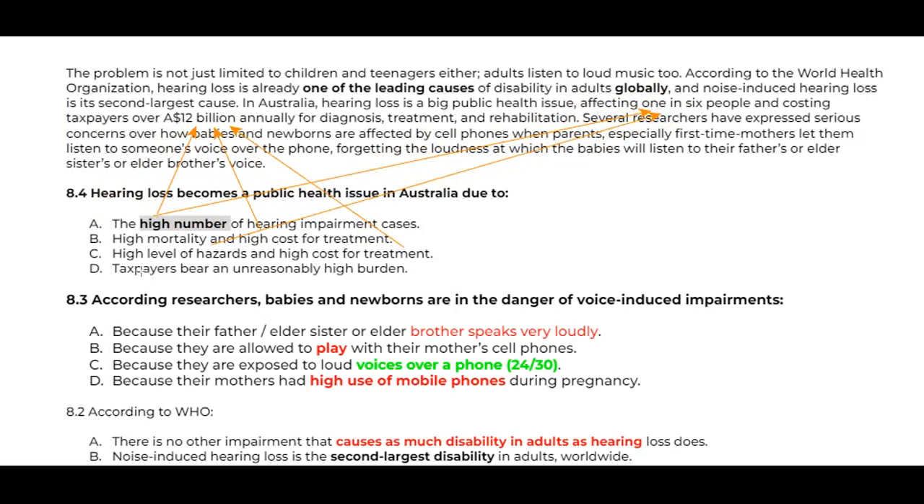Going to the last one, taxpayers bear an unreasonably high burden. That is completely fine, it is very high, but that is not the right answer. Why? Because the number of cases is not mentioned in that one. So for all these reasons, C will be the correct answer. How many of you got C as the correct one? Please raise your hands.